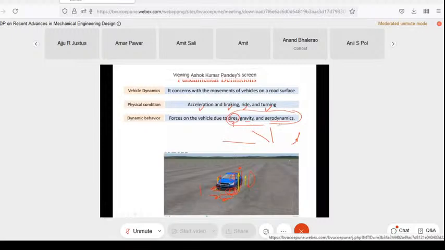So it means that to study the whole thing, vehicle dynamics is all about how the vehicle ultimately moves under the influence of these forces when it is accelerating, or under braking condition, or ride condition, or turning condition.